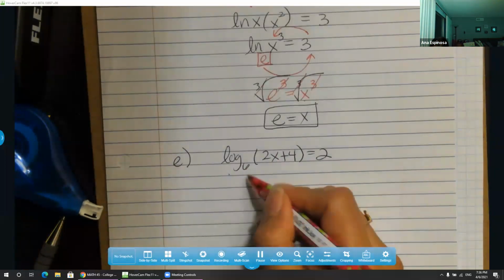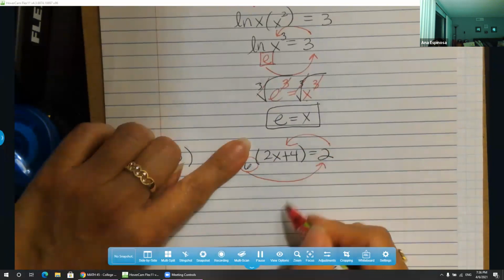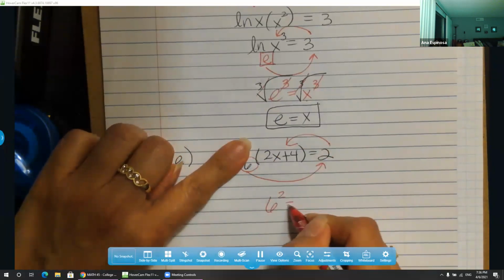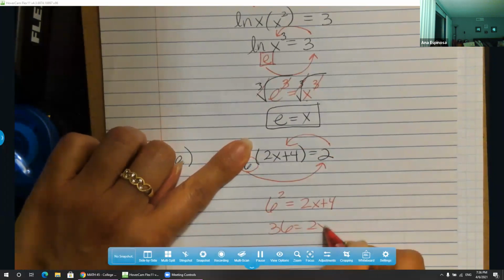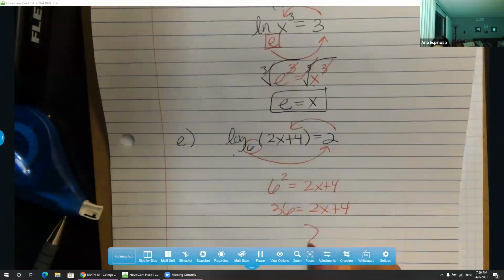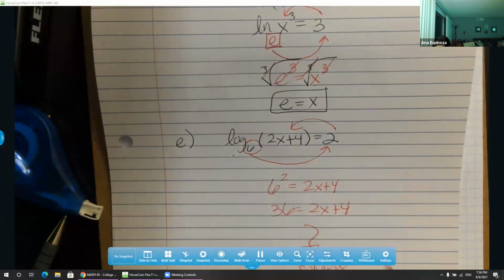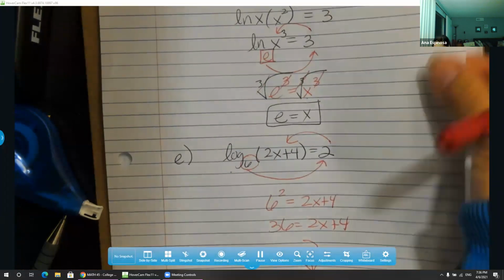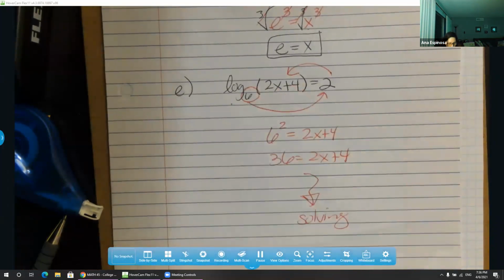So that means you're going to circle, raise, equal, lose a log. 6 to the 2 equals 2x plus 4. 36 equals 2x plus 4. This is not a quadratic, and you basically end up solving. You solve, and when you are done, make sure your answers do not create negatives next to the logs. That is the longest section for today.